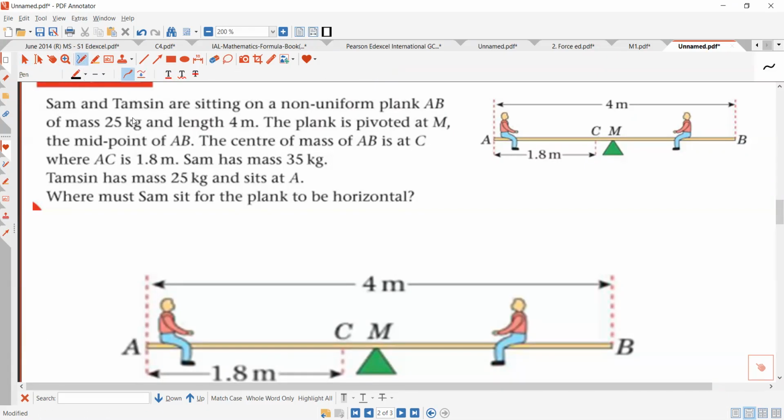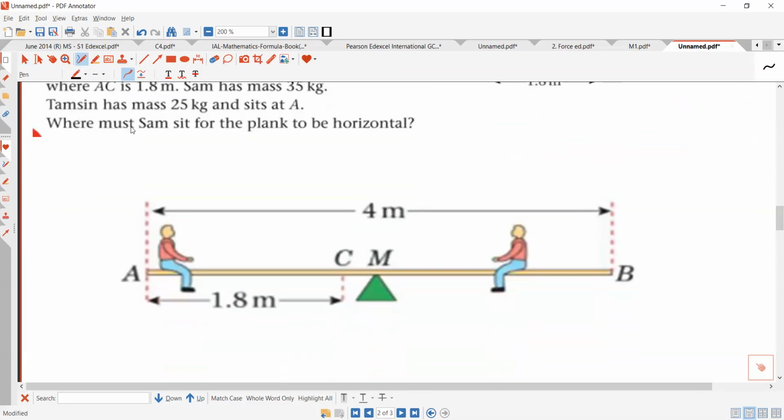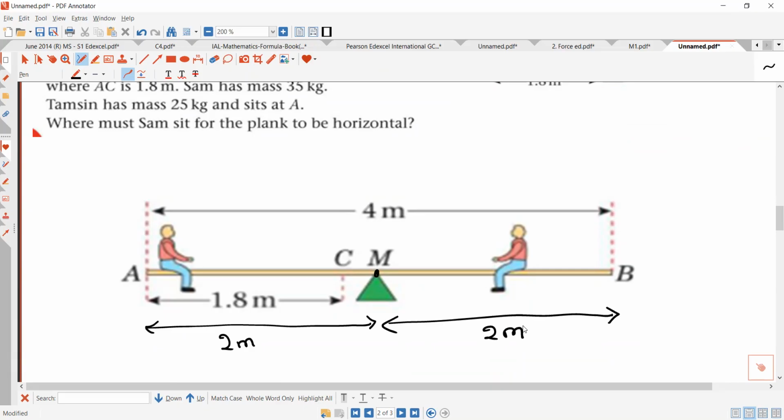Then the plank is pivoted at M, the midpoint of AB. So we know for a fact this is 2 meter, because the whole thing is 4 meters, so this is 2 meter and this is 2 meter. Agree? Always label the arrows and the distances first. That's the first thing you guys need to know.